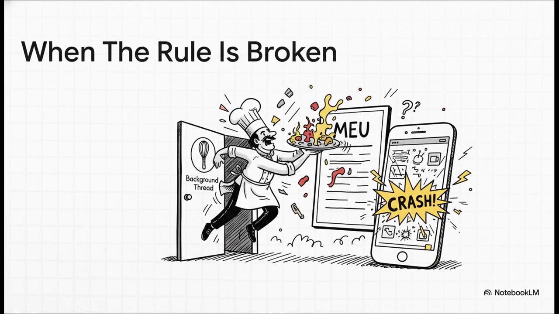So what happens if you break the rule? What if one of the chefs from the kitchen suddenly runs out into the dining room and tries to change the specials board? Well, you get total chaos. The app might just crash on the spot. Or you'll see really weird visual glitches, things popping up where they shouldn't, and just unpredictable, buggy behavior. It's a complete mess.